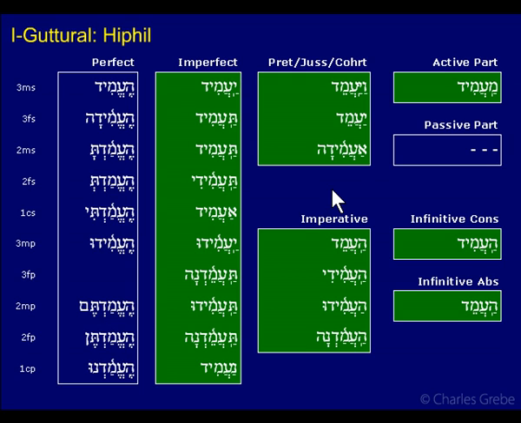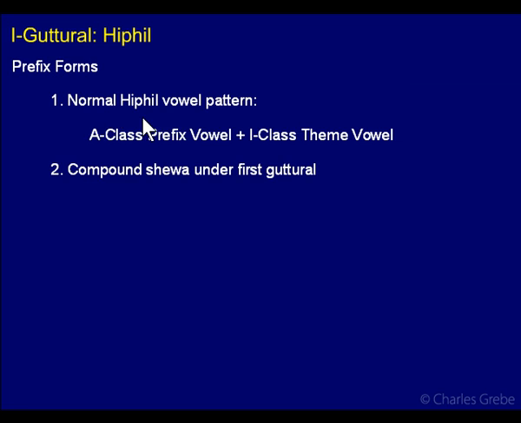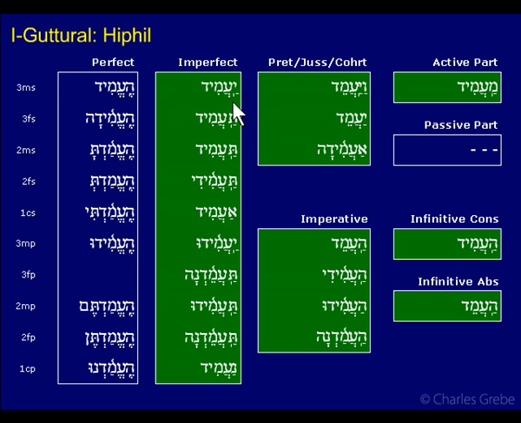So what do you want to say about these? They look fairly good, don't they? You got your A-class vowel, you got your I-class vowel, A-class prefix vowel, I-class theme vowel, which is the main marker of the Hiphil in all these forms here, the non-perfect forms. So what do I want to say about them? Well, normal Hiphil vowel pattern. They follow the normal Hiphil vowel pattern, which is A-class prefix vowel plus I-class theme vowel. The only difference is the compound shava under the first guttural. This here. Okay? Minor difference. We've seen this a million times. The guttural can't take a simple shava, and so it has a compound shava. It's the only difference.